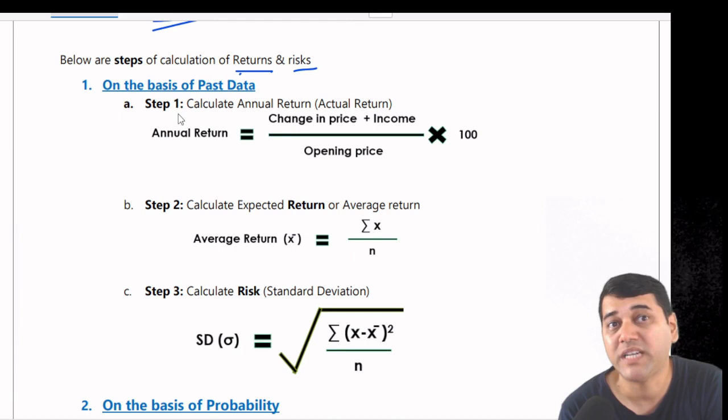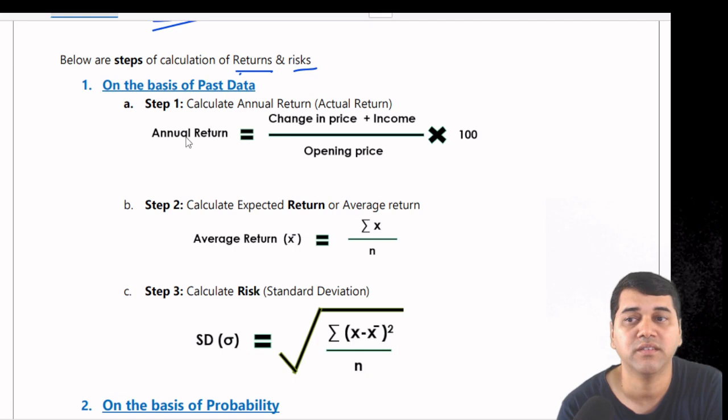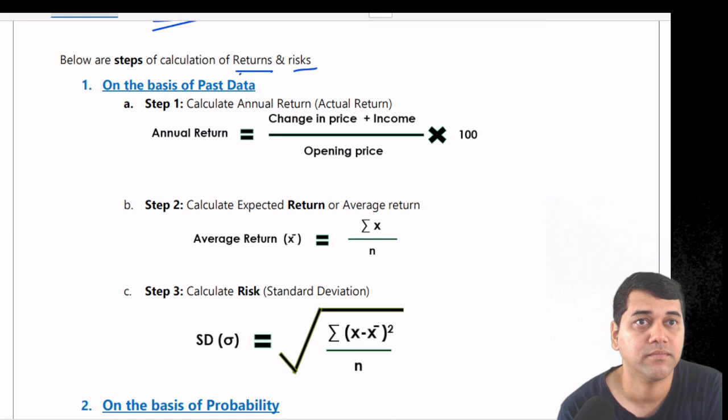See, there can be two types of ways to anticipate what I expect. First, on the basis of past data, or on the basis of probability. There are only two scenarios. Now, what is on the basis of past data? I will take the past 5 years of share prices.